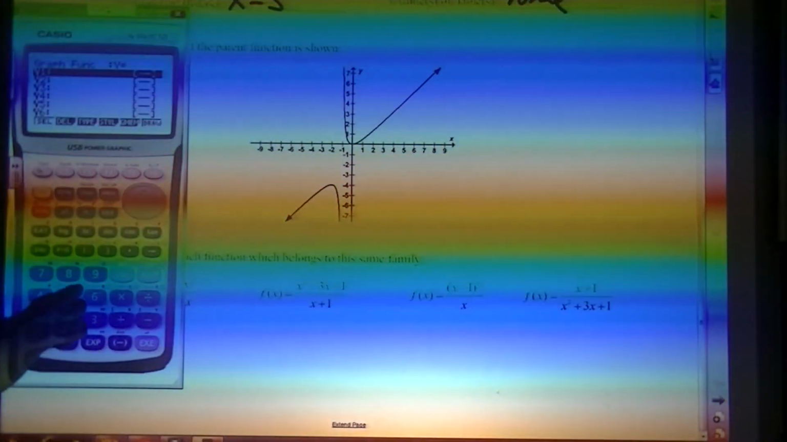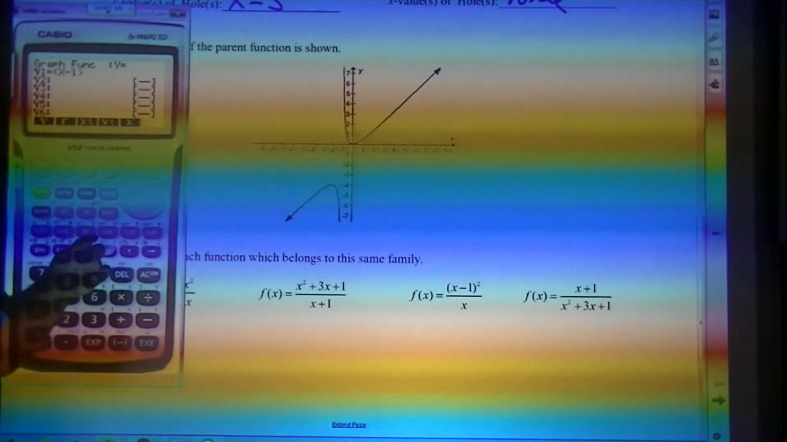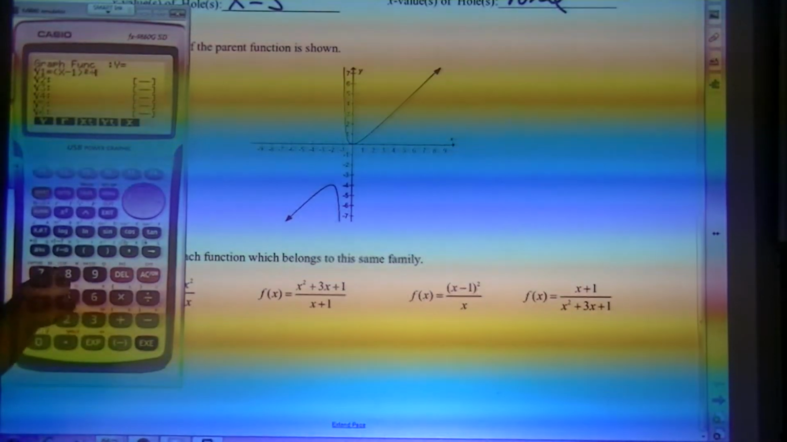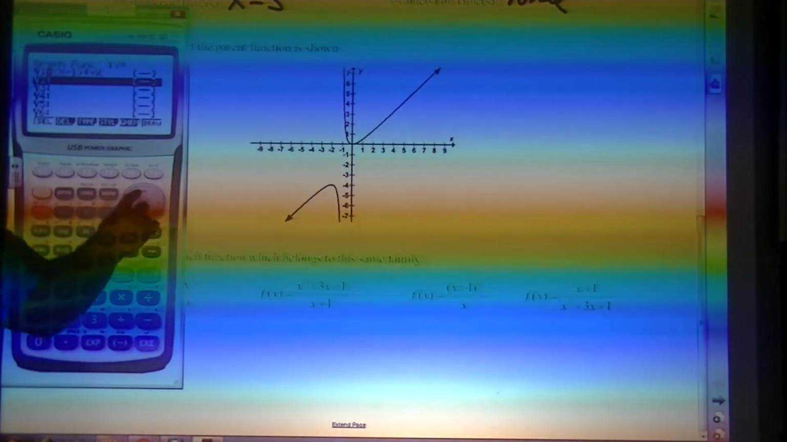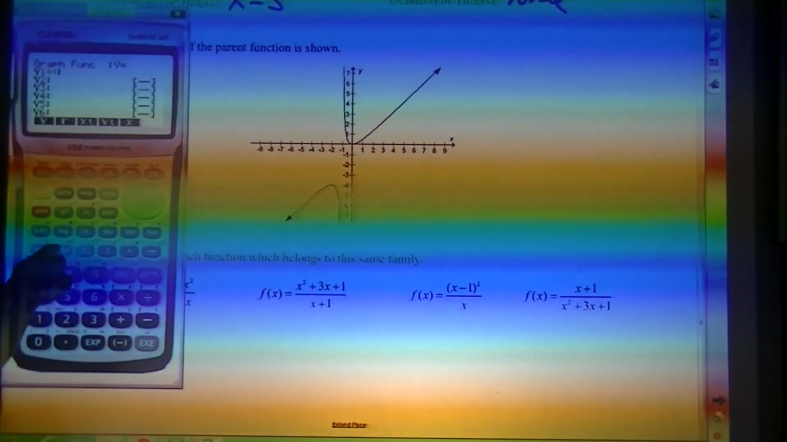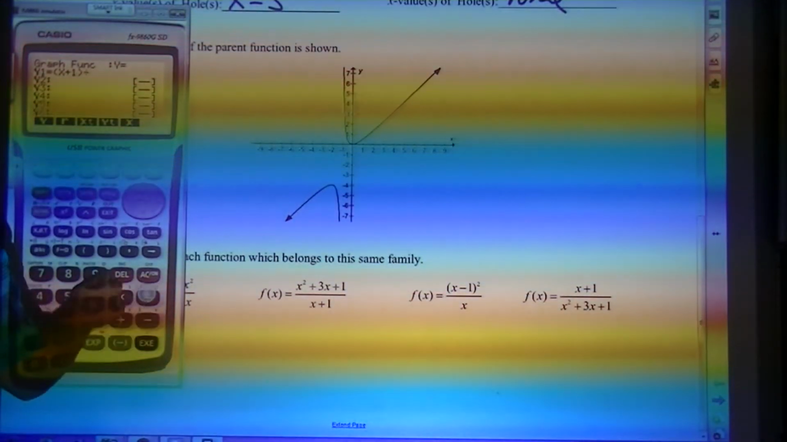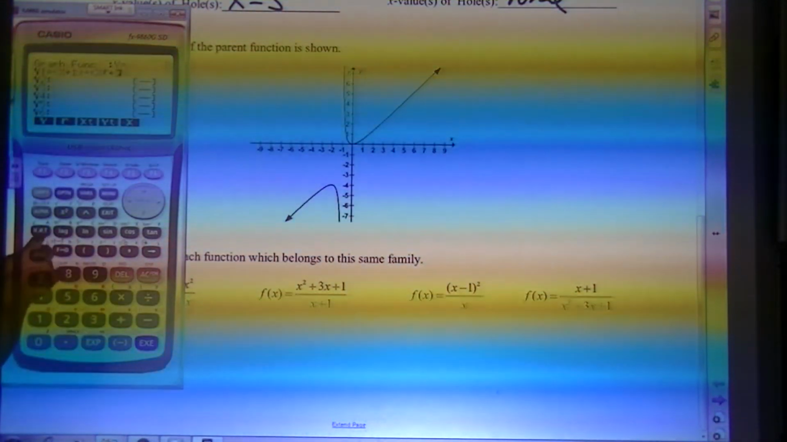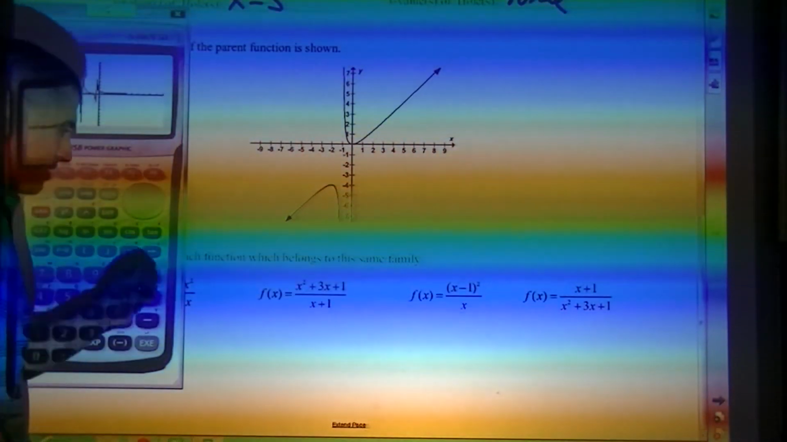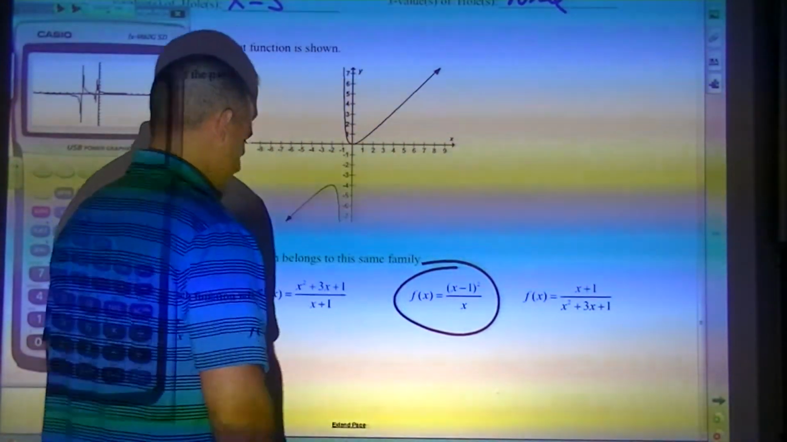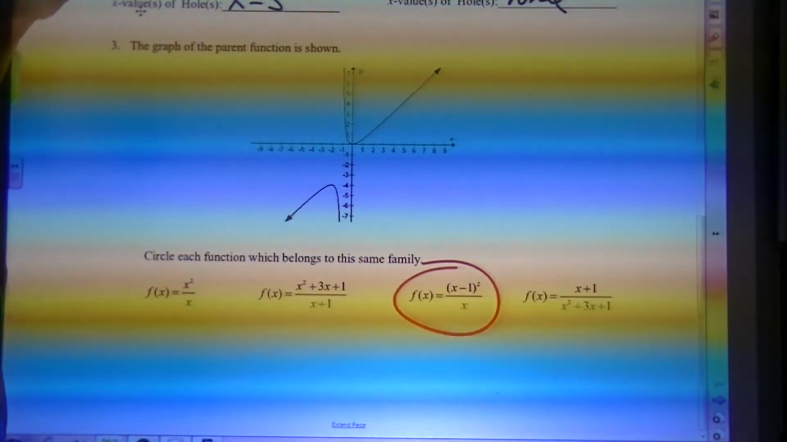I got x minus 1 squared divided by x. That looks exactly like it. And then let's do this last one. X plus 1 divided by x squared plus 3x plus 1. That doesn't look anything like it. So the closest example of that is going to be that one. Let's go on to the next page.